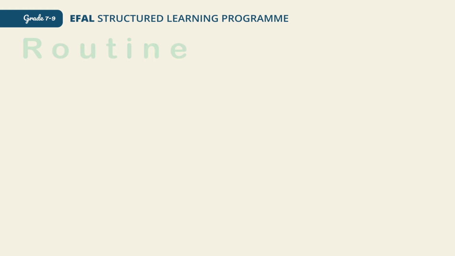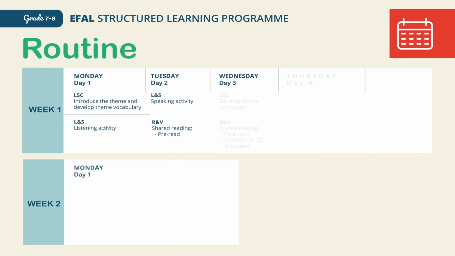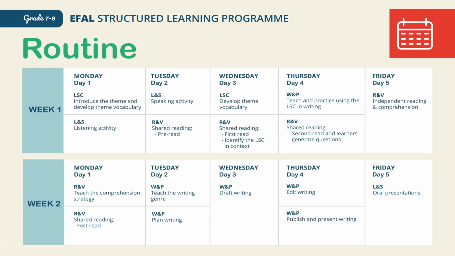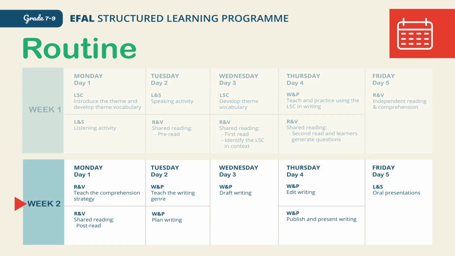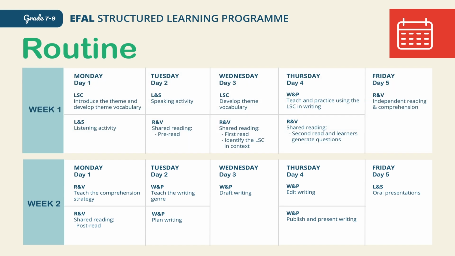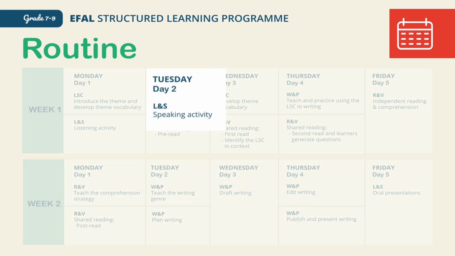The grade 7 to 9 EFAL program follows a standardized routine for every 2-week cycle. In week 1, the focus is on the acquisition and understanding of new language. In week 2, the focus shifts to the production of language. This video focuses on the listening and speaking lesson for week 1, day 2.